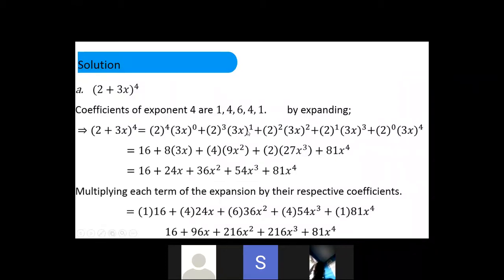The second term, the exponents are 3 and 1. So 3 plus 1 is 4. The third term, we have 2 plus 2. That is giving us 4. This one, we have 1 plus 3, giving us 4, and 0 plus 4, also giving us 4. So that is one observation we can make. So we are saying that when you add the exponent of the 2 terms in the expansion, you must get the same result as the exponent in the binomial to expand.